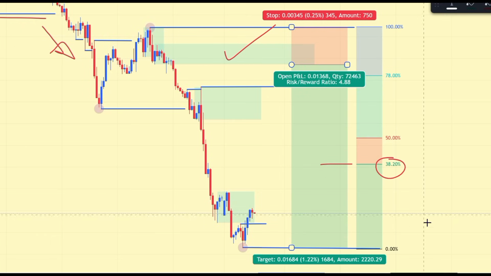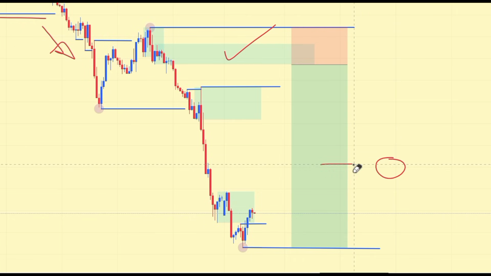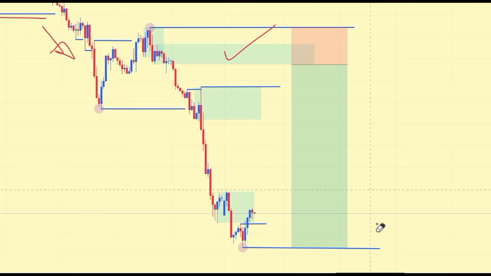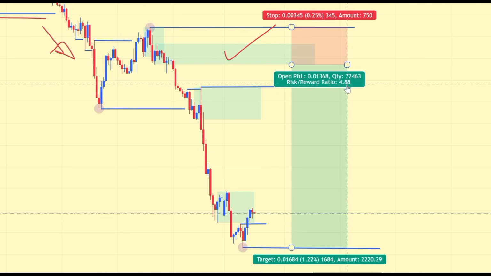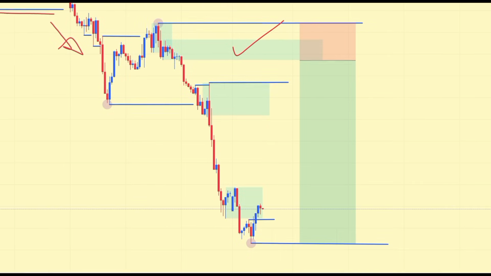So this here is a worthwhile trade even without waiting for a confirmation. It's worth it for me to do that because the risk to reward here is favorable. You can clearly see that the risk to reward on this sell position is actually 4.88. So that's a favorable risk to reward.